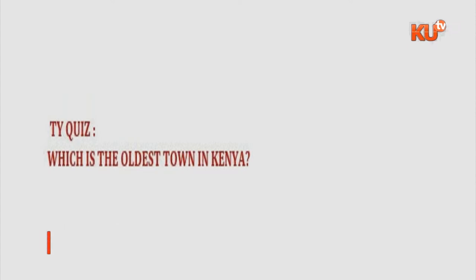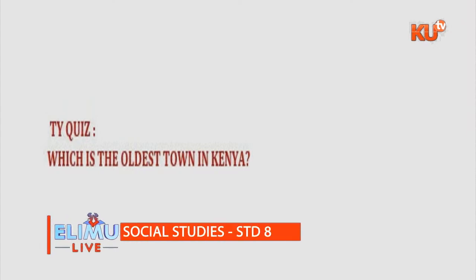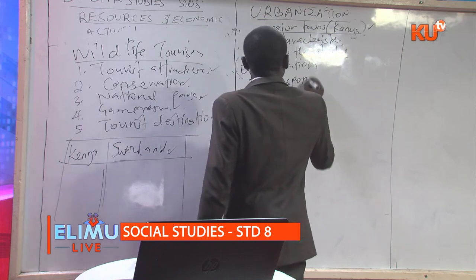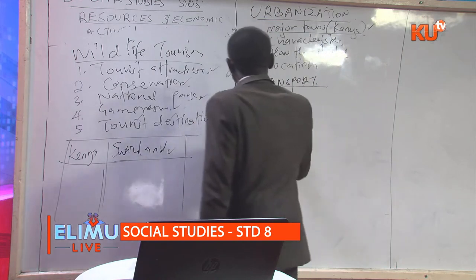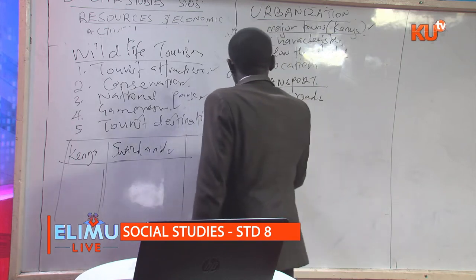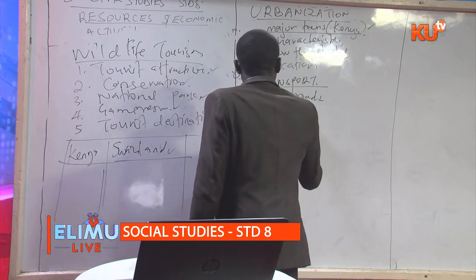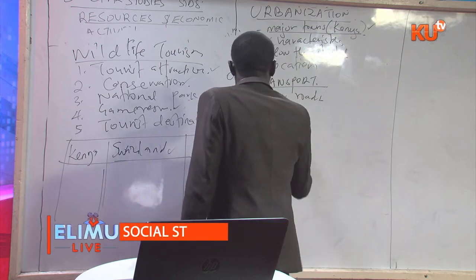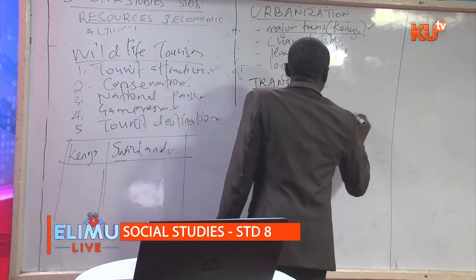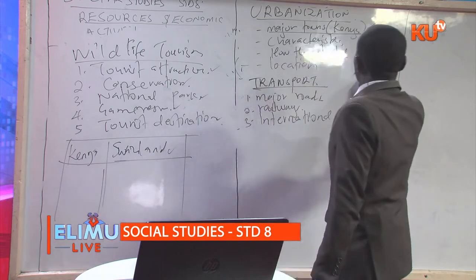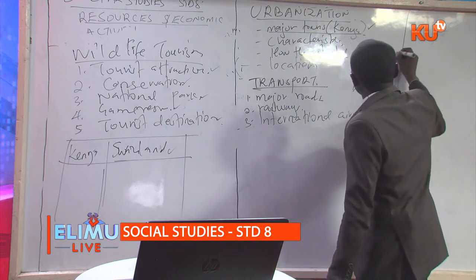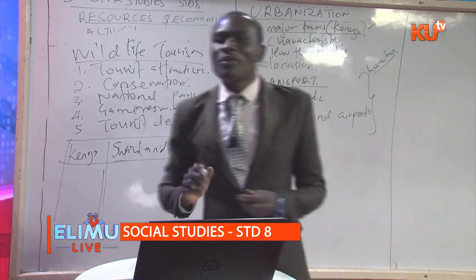So, lastly, transport. On transport, the candidate should know the following. One, major roads. Two, major railways. Three, international airports. And all these, a candidate should be able to locate them on the map of Africa.